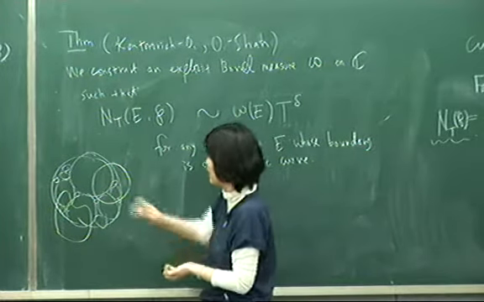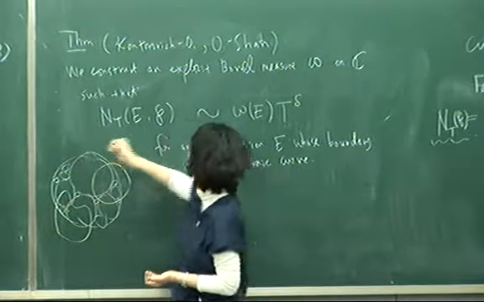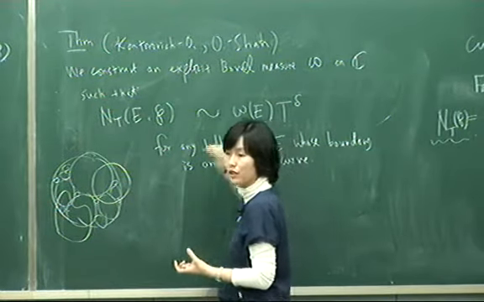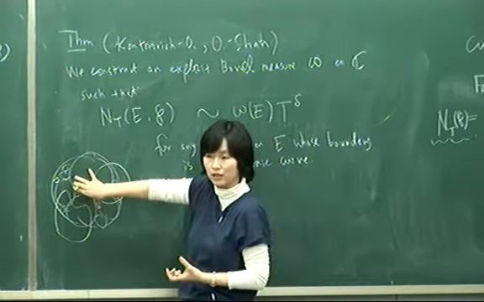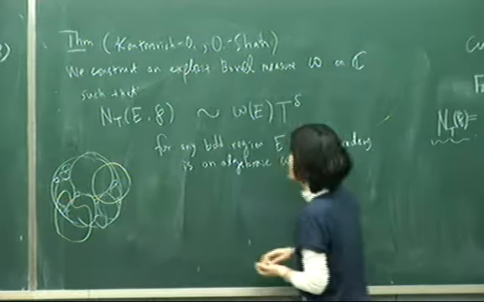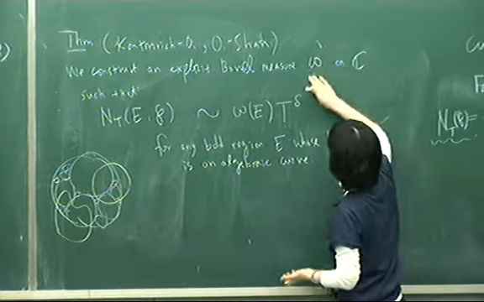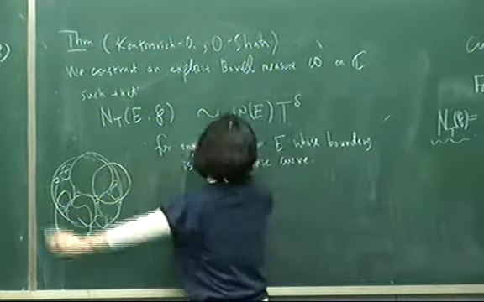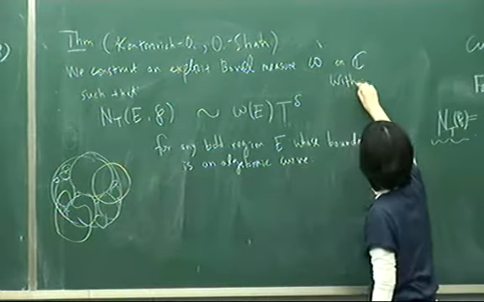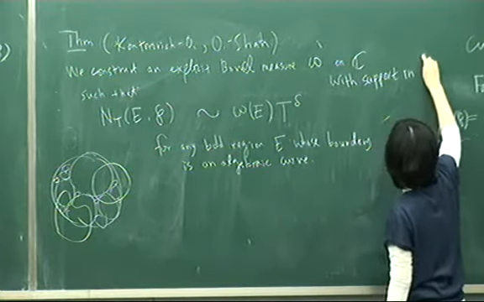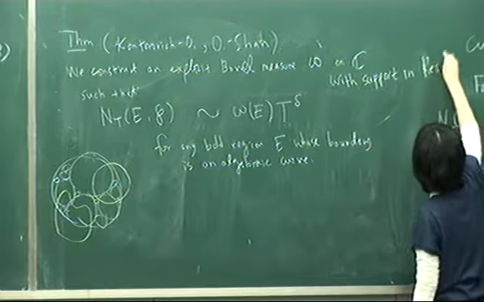Because if I take E to be outside of this packing, then it should be 0. So we can guess that the support of this measure has to be in the residual set of P. And this is the case. Otherwise, you would not believe such a theorem. Measure omega: this measure is in the complex plane, but with support in the residual set of P.